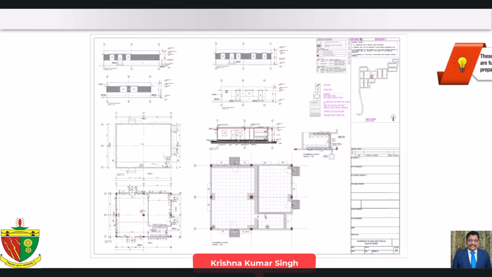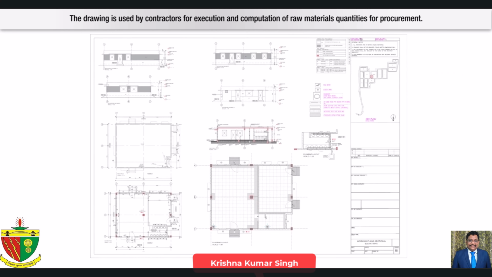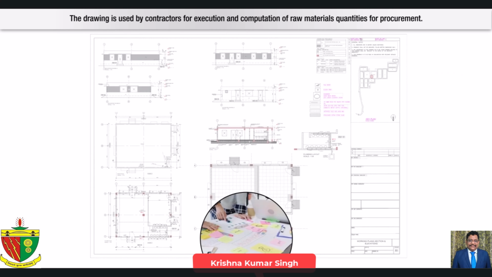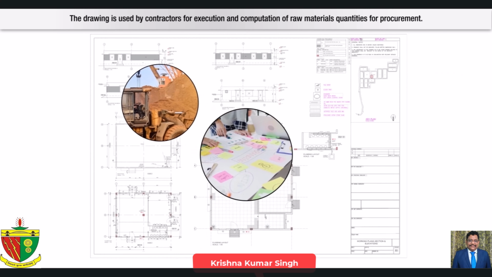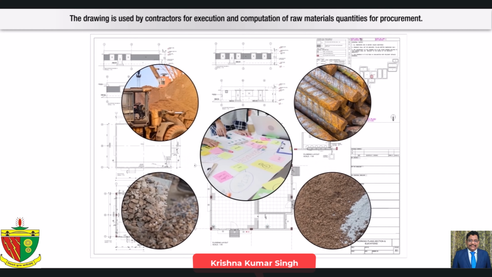Note, these drawings are prepared by architect and are further utilized by MEP consultants to prepare their respective detailed drawings. The drawing is used by contractors for execution and computation of raw materials quantities for procurement.